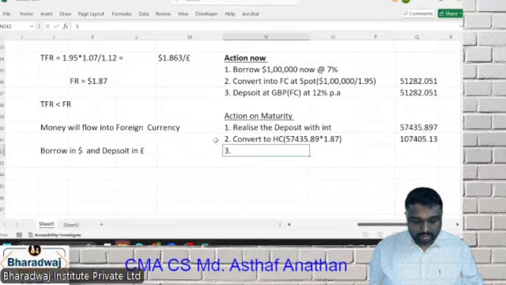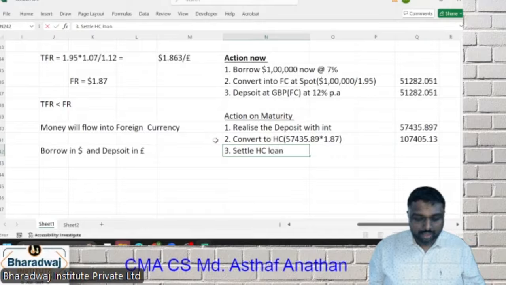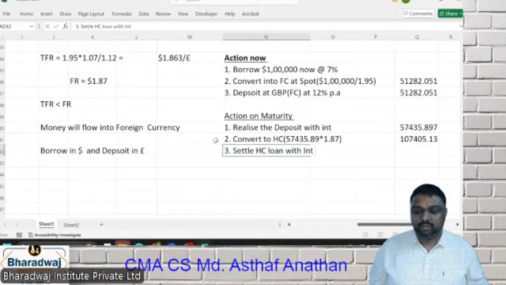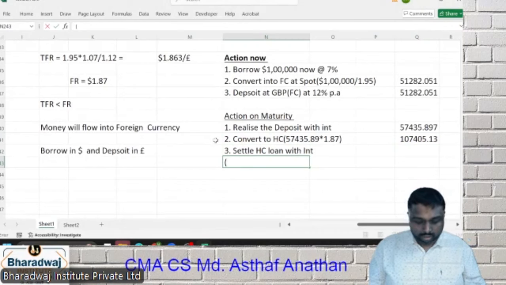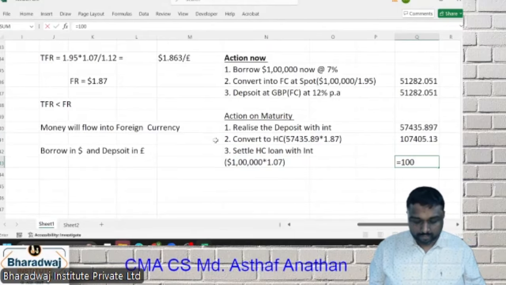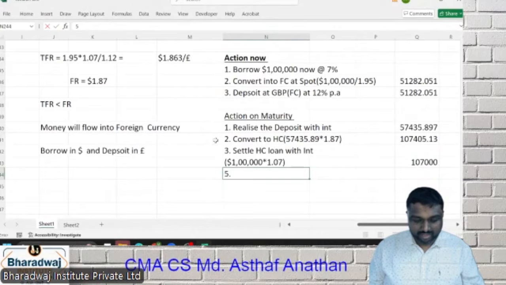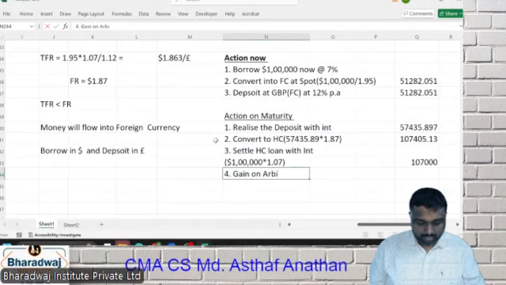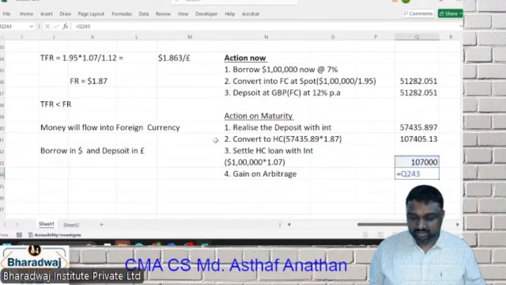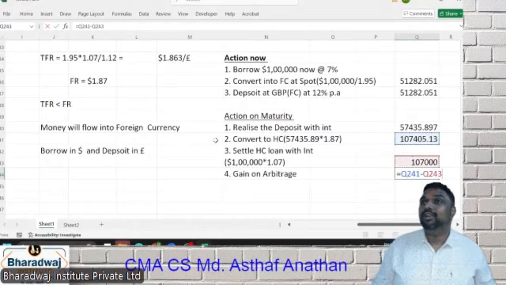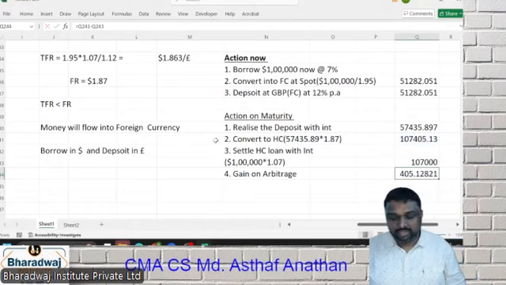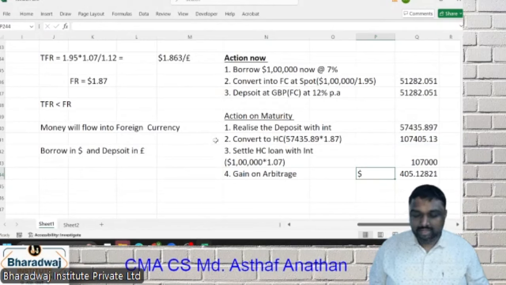Now settle the home currency loan with interest. I'm doing it as a shortcut, or else I will give the working note properly. You took a 1 lakh loan, you have to pay interest of 7%. So with the interest, how much do you have to pay? 1 lakh plus interest. So what is the gain on arbitrage? The difference. This much money you got, you have to settle only this much. The gain is 405. This is in dollars. That's all. Answer is over.